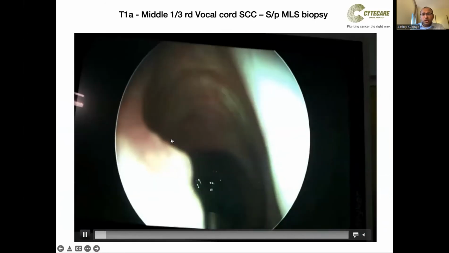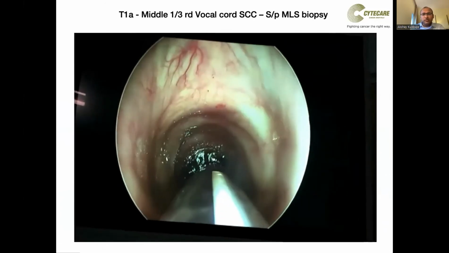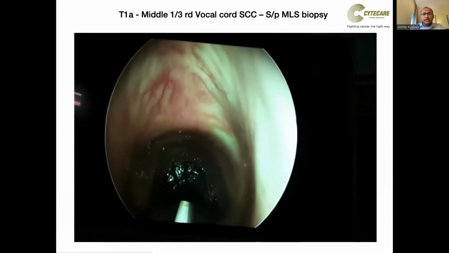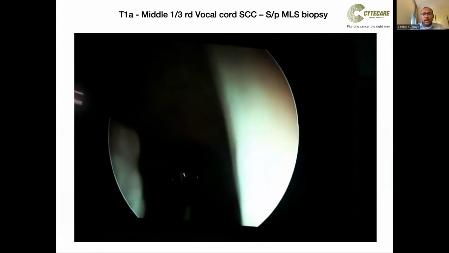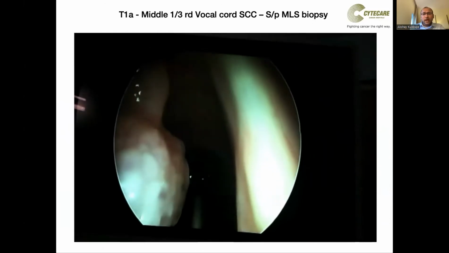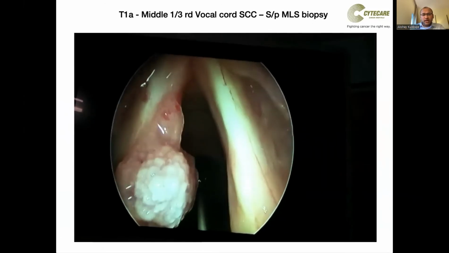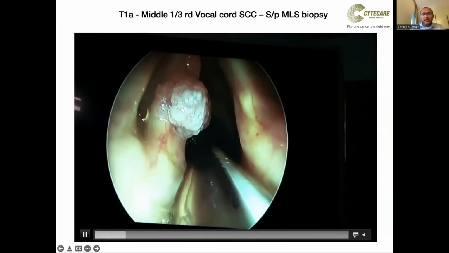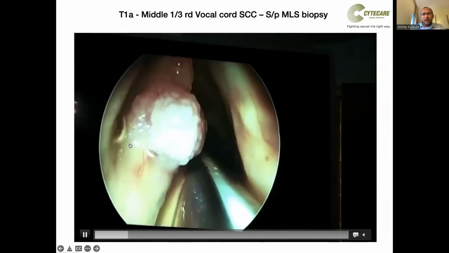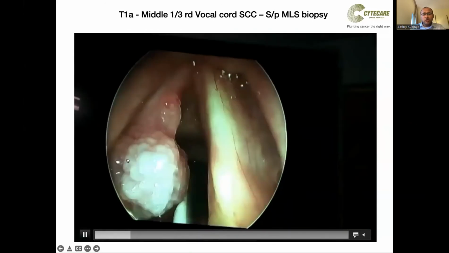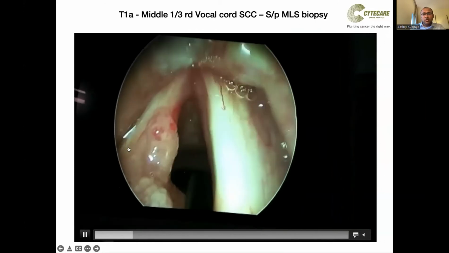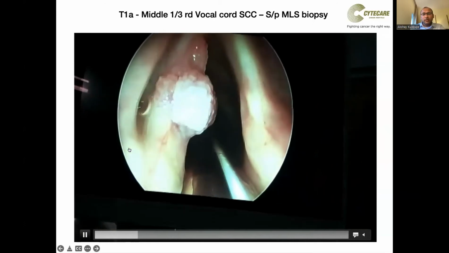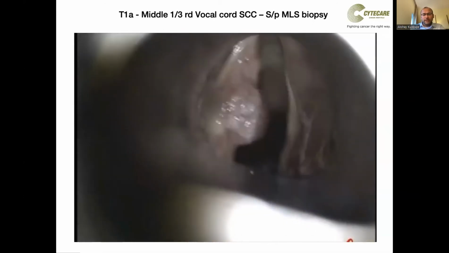We always do a telescopic evaluation with the 0 and 30-degree endoscope to ascertain the subglottic extension, the anterior commissure extension, as well as the ventricular extension. And also, you use a blunt suction tip or a blunt instrument to palpate the paraglottic space as well as the arytenoid. And in certain situations, you can also do a saline injection to ascertain whether the ligament is involved or not. Thereby, you can plan your depth of resection.